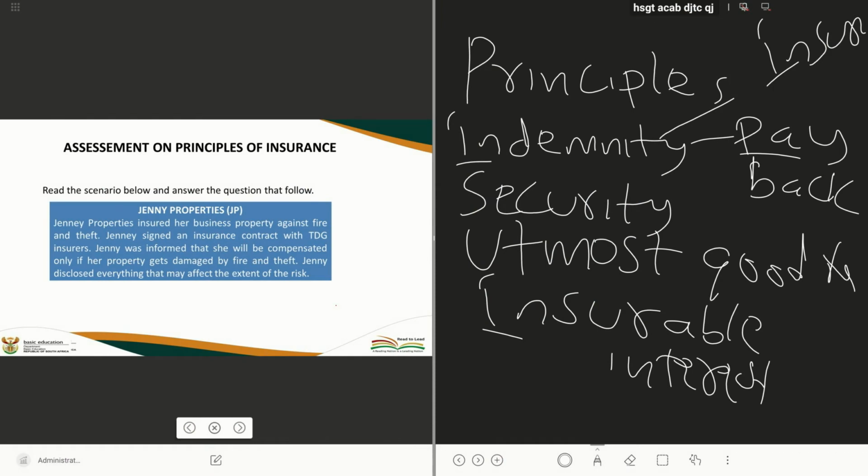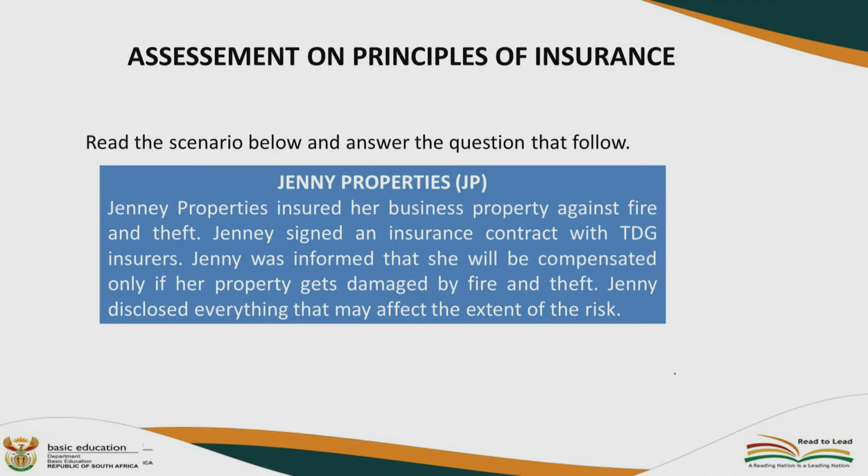Now let's read the scenario and see what it is that the scenario requires. We need to read the scenario with understanding before we attempt answering the question, and it is advisable to anticipate what the examiners will ask. It's important. Jenny Properties, JP. Jenny Properties insured her business property against fire and theft. So already we can see that the event is specified.